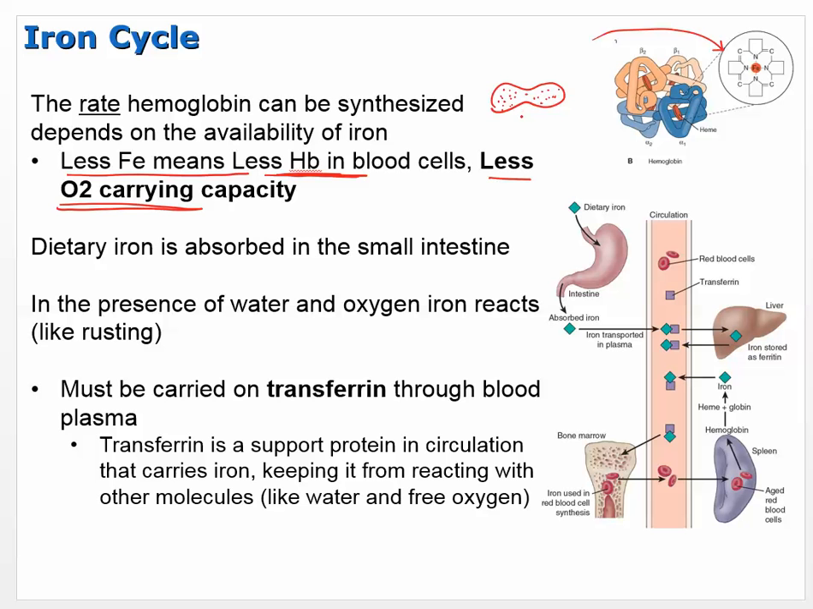Now, if that goes on for too long, then the entire process of making the red blood cells will be held up. So you'll also have fewer red blood cells, okay, ultimately. Now, where do we get the iron? Dietary iron is absorbed in the small intestine.